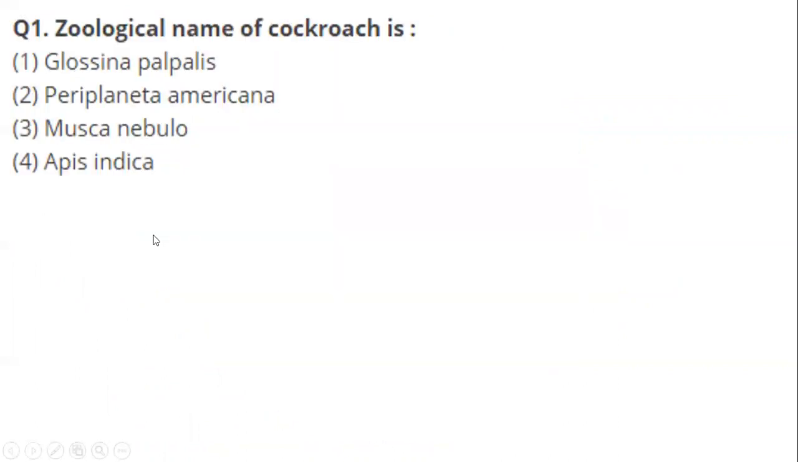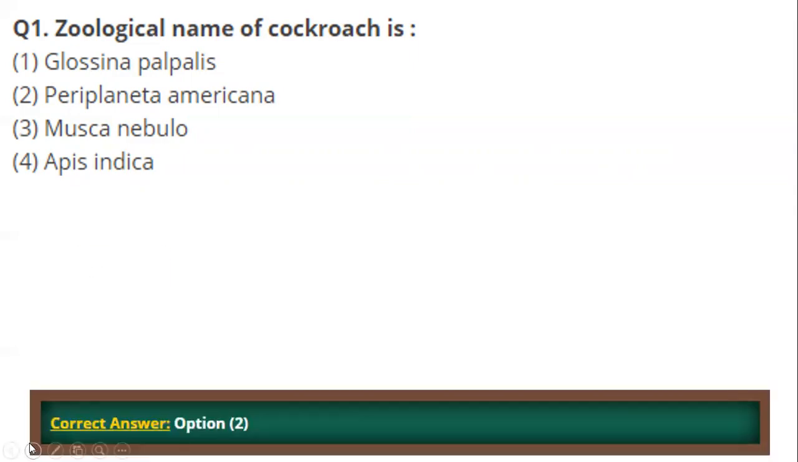The very first question. Zoological name of cockroach is Glossina palpalis, Periplaneta americana, Musca nebulo, or Apis indica. Comment down your answers, option 1, 2, 3, or 4. Exactly, the answer is option 2, Periplaneta americana. That is the zoological or biological or binomial name, the scientific name of the cockroach.